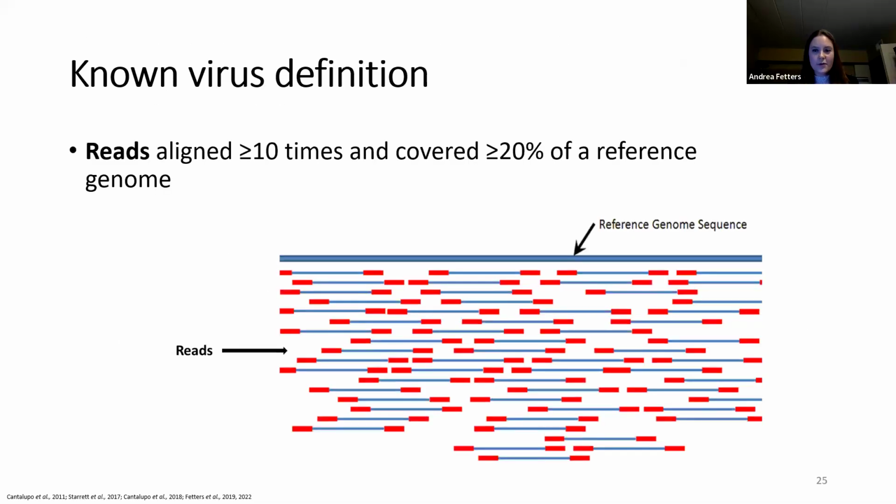We identified the known viruses when aligning the reads to the databases. The reads had to align to a reference genome in a database at least 10 times and cover at least 20% of that reference genome. We had these constraints because we wanted to make sure that we were identifying viruses that were truly present in or on the pollen grains and that were biologically meaningful and not some sort of artifacts or environmental contamination of some kind.